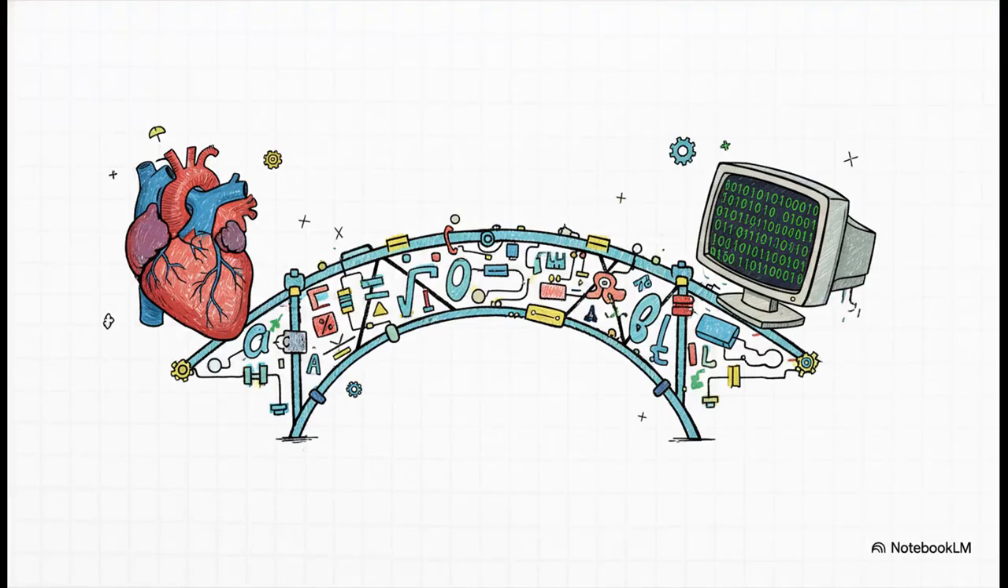The bridge, the missing link between the physical, biological world and the digital world of computers, is mathematics. Engineers use these really complex equations and concepts like hemodynamics, which is really just a fancy way of talking about the physics of how blood flows, and they use electrical circuit analogies to create mathematical models of the entire system. This is how the translation happens.